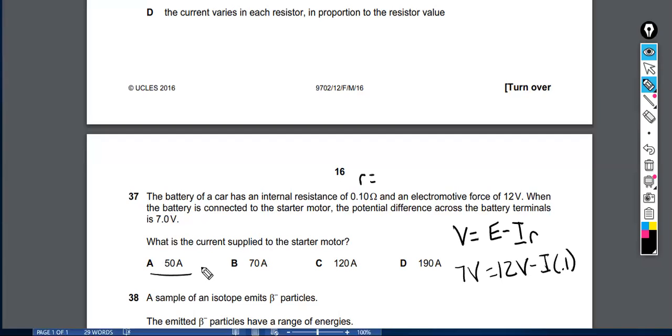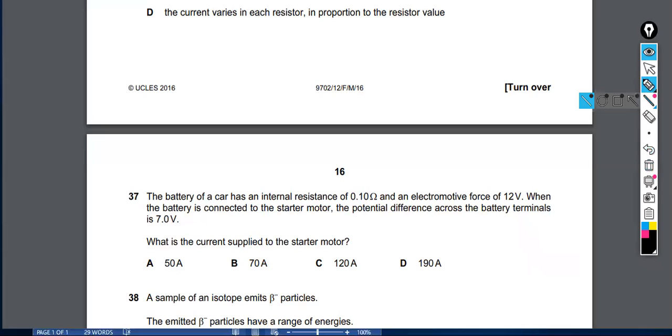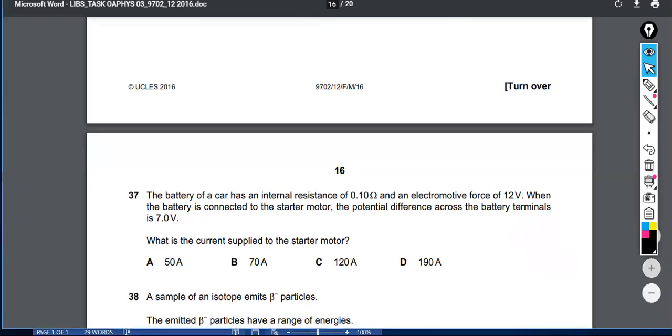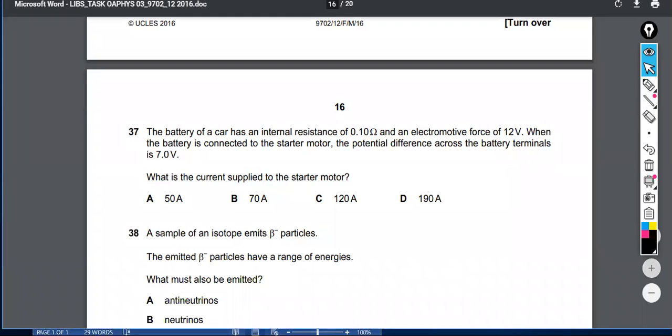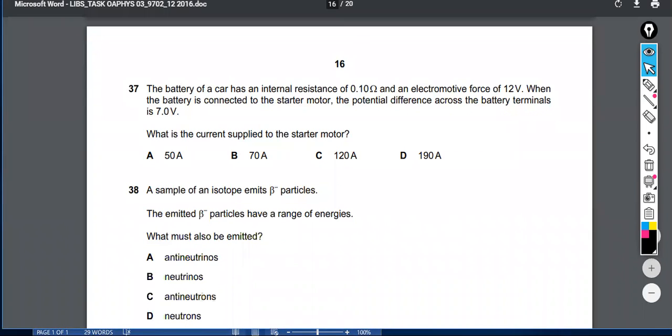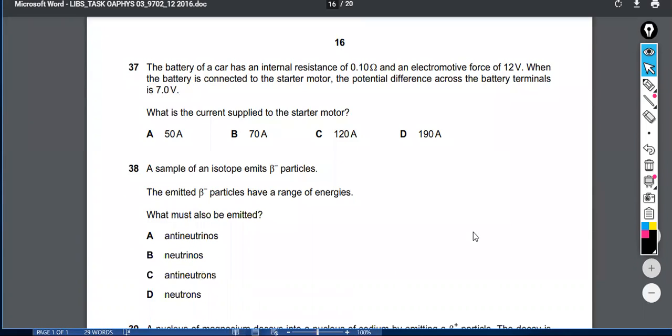We were only doing up to 37 because we just finished our circuitry stuff here. So we're not prepared to deal with a sample of an isotope that emits beta minus particles, but since we've already started reading it: if we emitted some beta minus particles, which have a range of energies, what also must be emitted? I'm sure you know the answer to this one, Henry, do you?